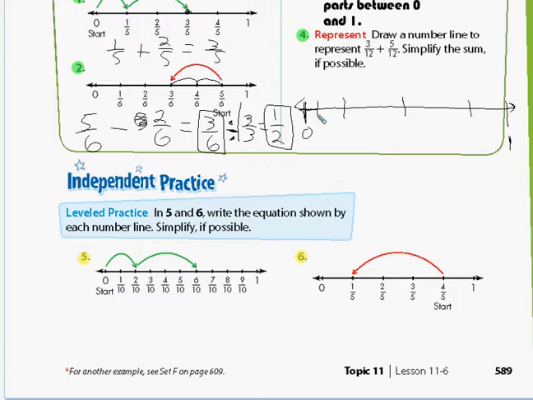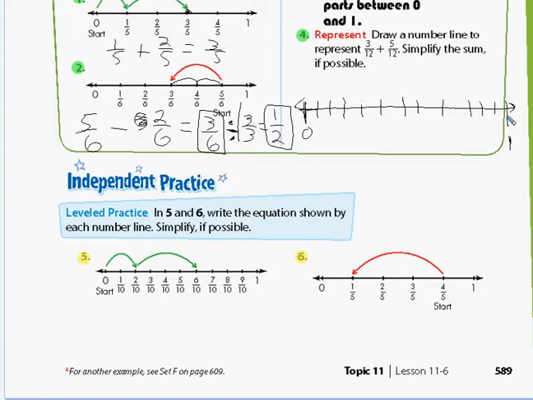So 1, 2, and that's 3. 1, 2, and that's 3. 1, 2, and that's 3. 1, 2, and that's 3. That should be 12 parts: 1, 2, 3, 4, 5, 6, 7, 8, 9, 10, 11, 12. So that's going to be my number line that represents my denominator of 12.